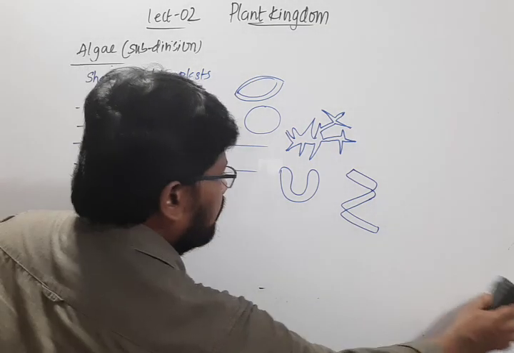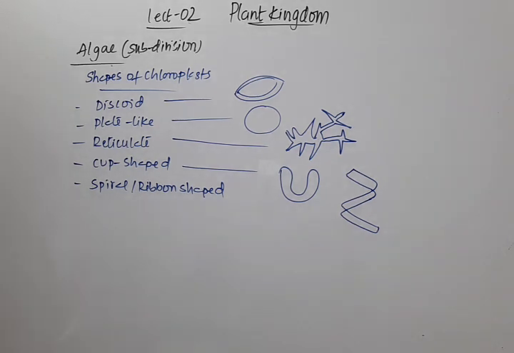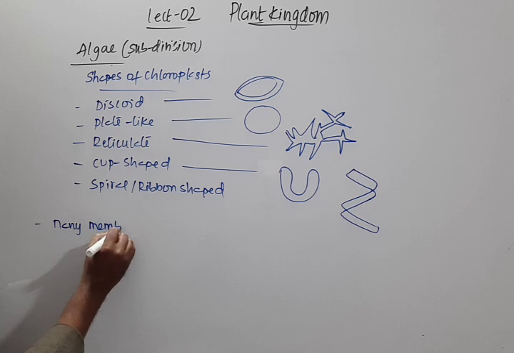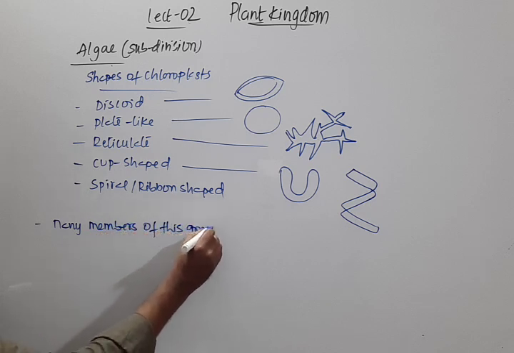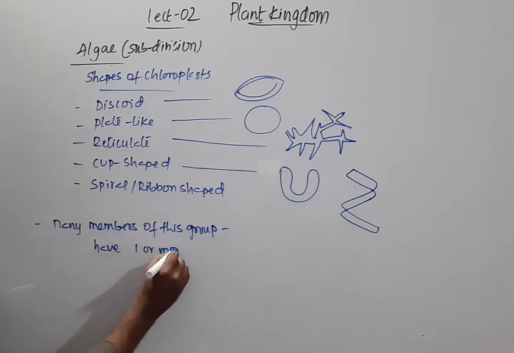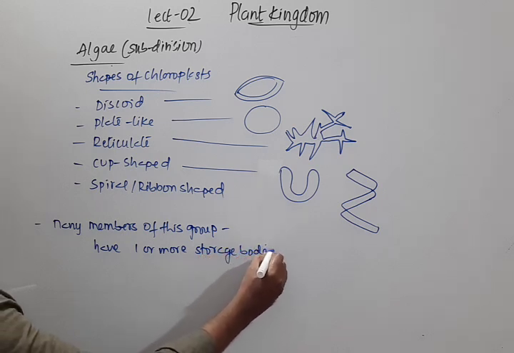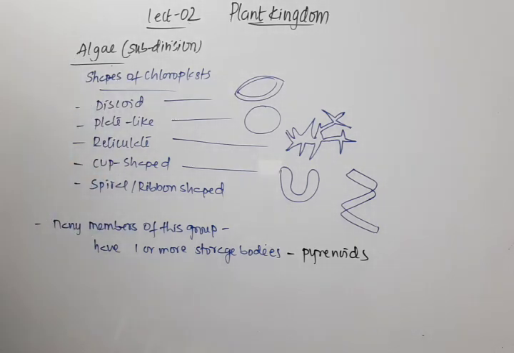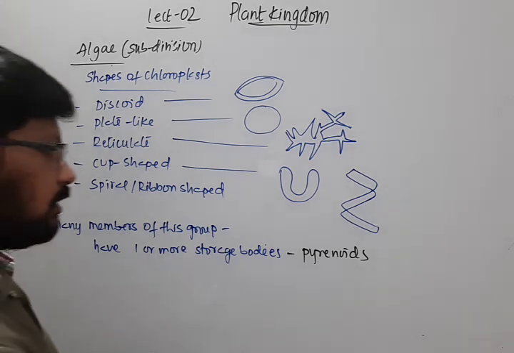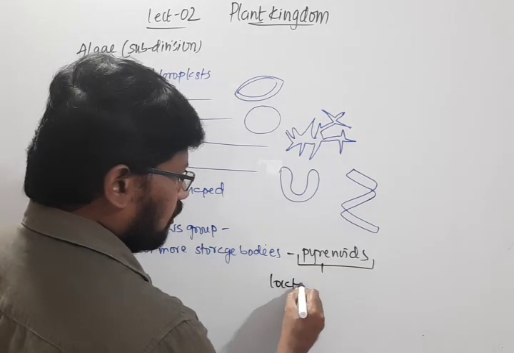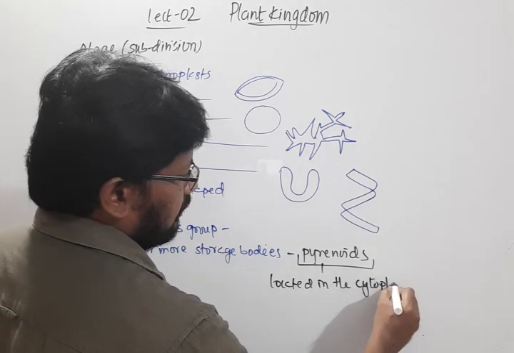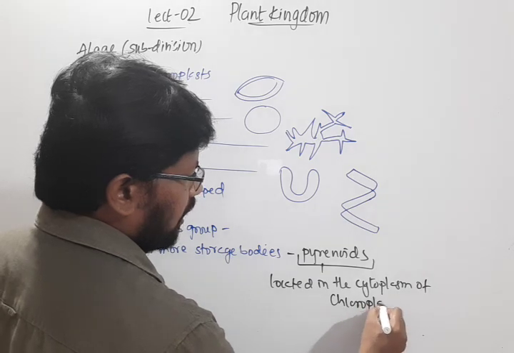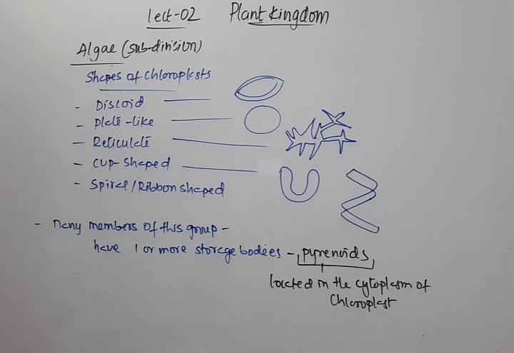Many members of this group have one or more storage bodies. Those storage bodies are called pyrenoids, and these pyrenoids are located in the cytoplasm of the chloroplast.